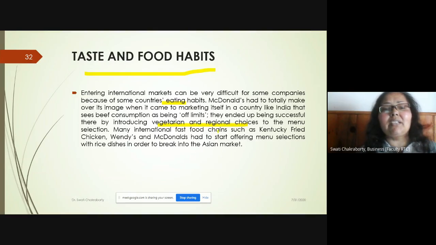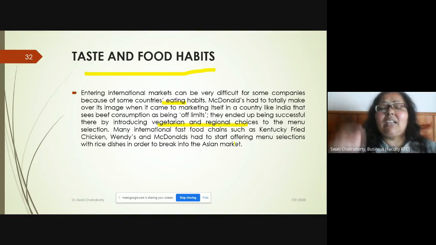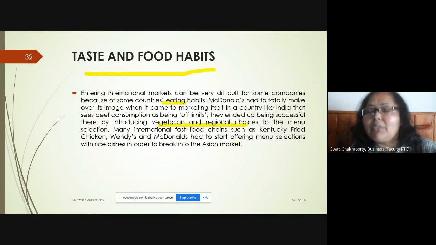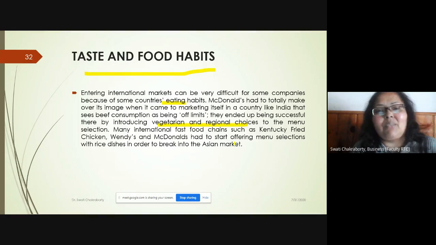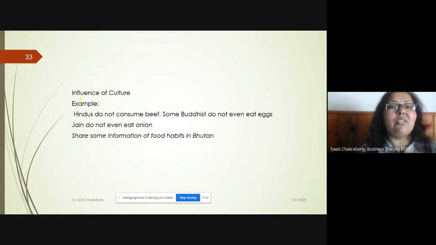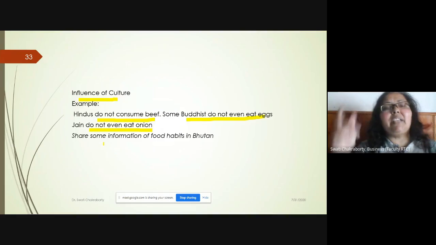Same thing with Kentucky Fried Chicken, KFC, and Wendy's. They now start catering food keeping in mind the food habits and the taste of people in the Asian market. Influence of culture, right? For the Hindus, they do not consume beef. Some Buddhists do not even eat eggs. Jains do not eat onions, right? So you have to be careful what you're serving.